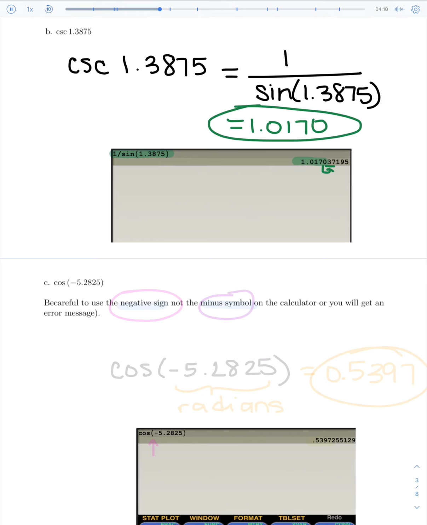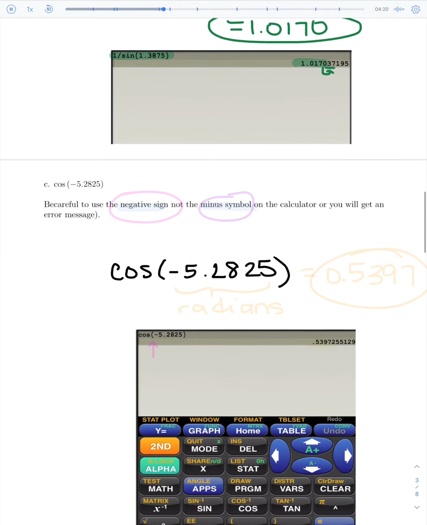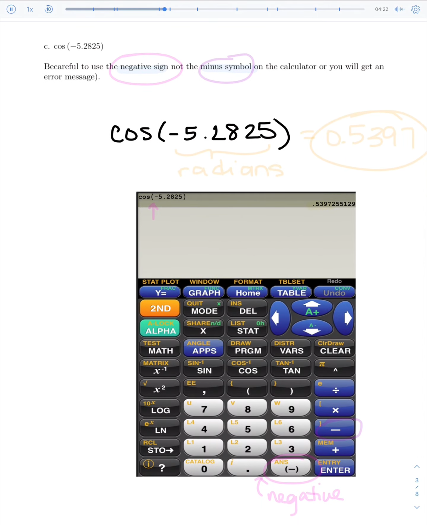Last one we're going to do is cosine of negative 5.2825 using our calculator. Be careful, this is really important. There is a negative sign button on your calculator and a minus sign symbol on your calculator. We have a negative number, so we want to use the negative sign, not the minus symbol. The negative sign is going to be right next to the enter key. So that's what we use to put the negative on the inside of the cosine.